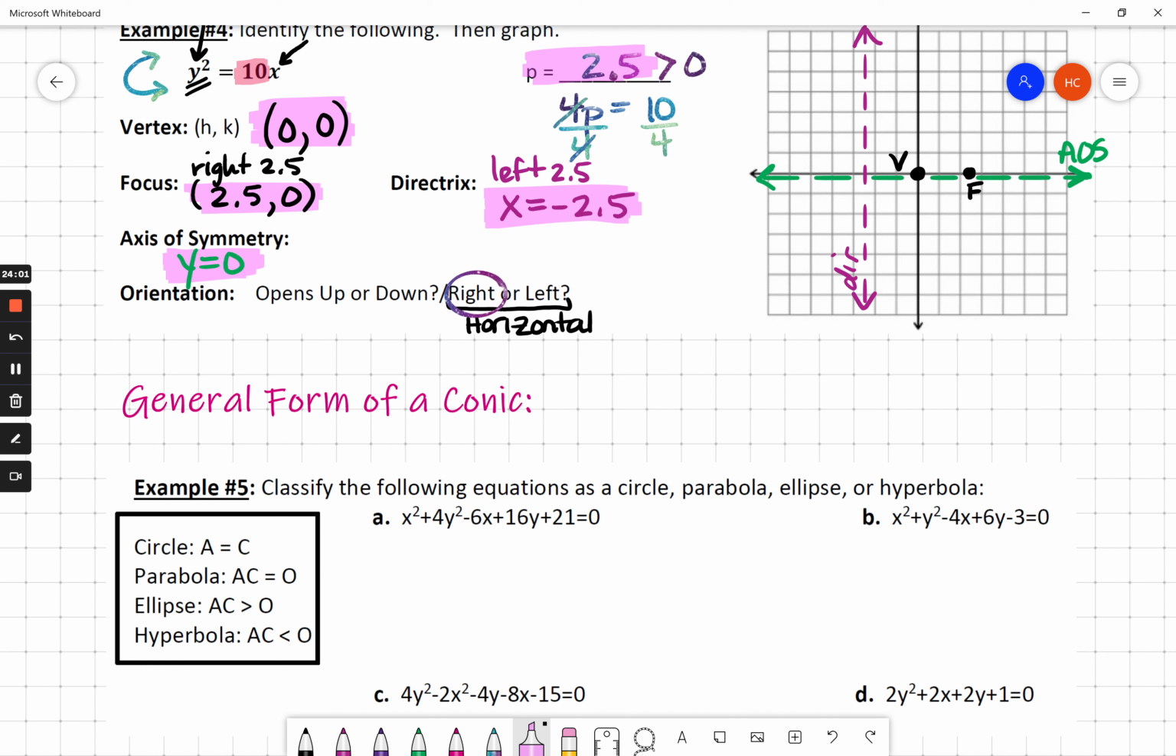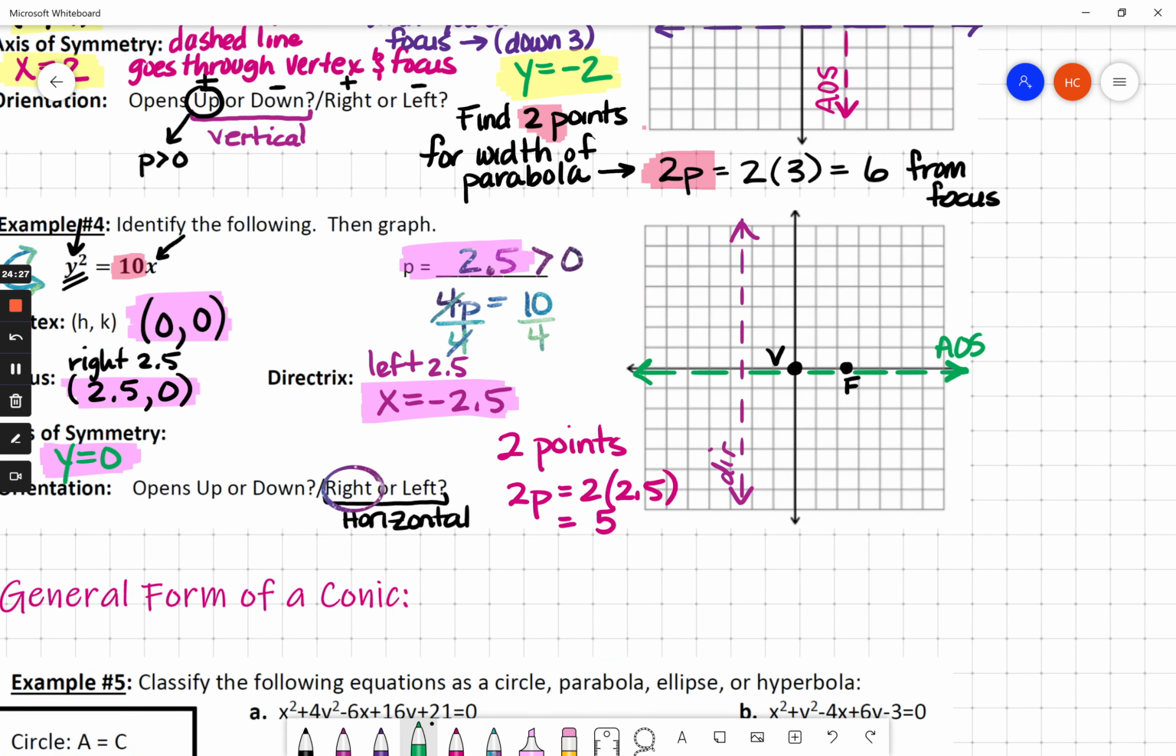Now, the last thing we need to do is find our 2 points. So 2 points means we have to calculate 2 times p, which in this case is 2 times 2.5. And 2 times 2.5 is a distance of 5. Now remember that our graph is supposed to be facing to the right from our vertex. So that means it's going to go like this somehow. We need to know how wide, because we don't know if it's going to be this wide or really, really skinny. So we need 2 points to help establish the width.